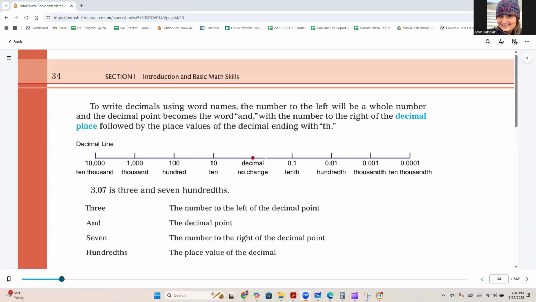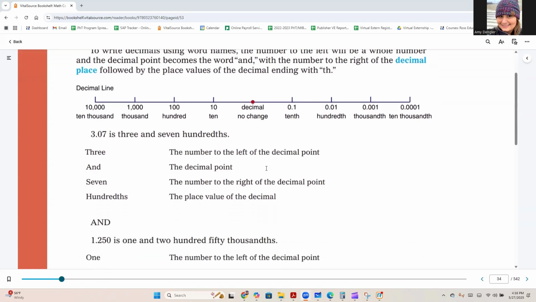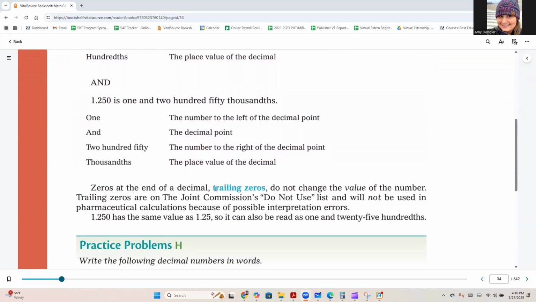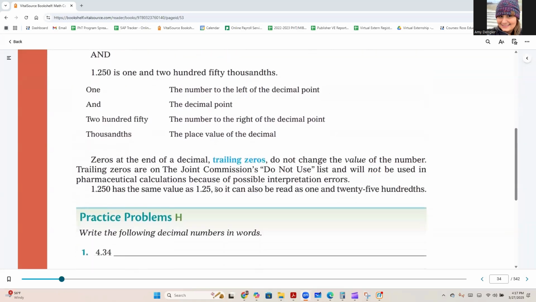To write decimals using word names, the number to the left will be a whole number, and the decimal point becomes the word "and" with the number to the right of the decimal place, followed by the place values of the decimal ending with "th." So we have a little chart here. I do have a chart on the basic math study guide. I'll show you that at the end. But you can read through that, and it'll kind of give you an explanation.